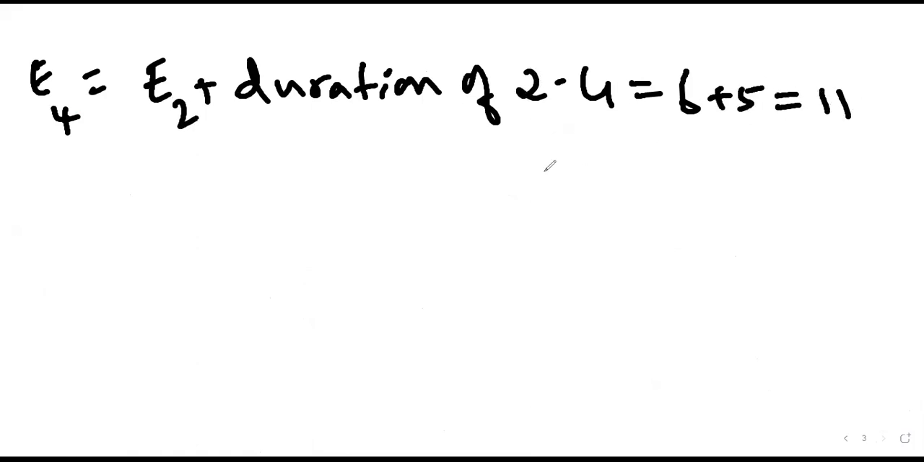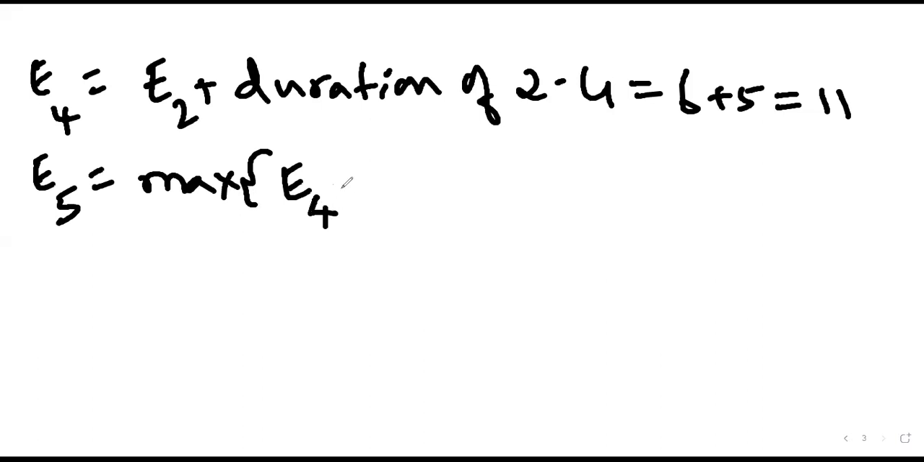And what about E5? How many equations do we require for E5, one or two? 2 equations, sir. Correct. And maximum has to be considered. What will be the first equation? E4 plus duration of 4-5, and E3 plus duration of 3-5.